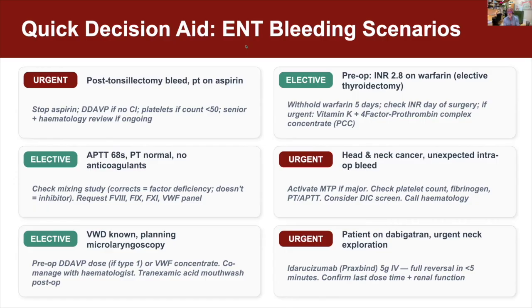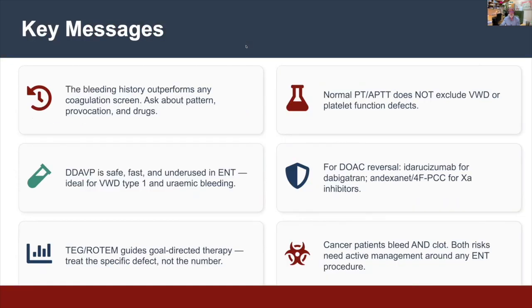And finally, the patient on dabigatran, urgent neck exploration. They're on a direct oral anticoagulant. They are anticoagulated. Use the drug Praxbind, 5 grams IV, which gives full reversal in 5 minutes. Confirm the last dose time of their DOAC and also check their renal function as well.